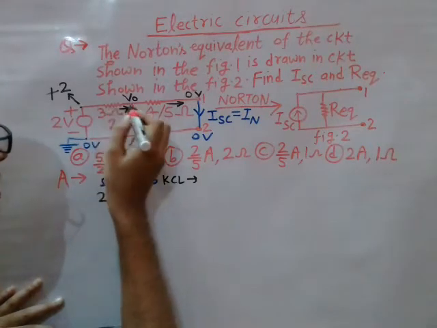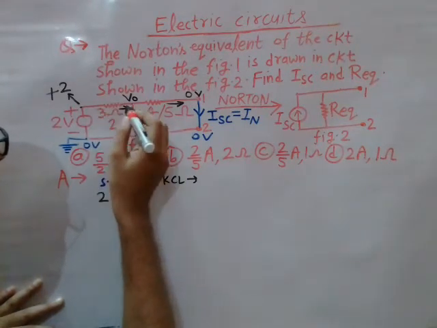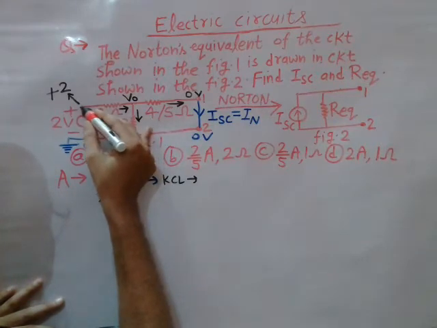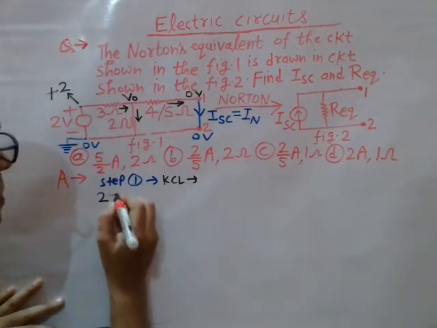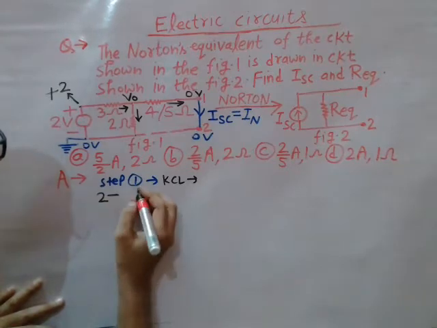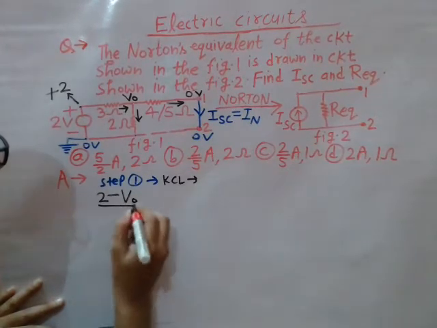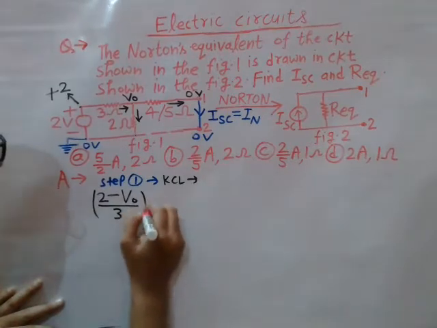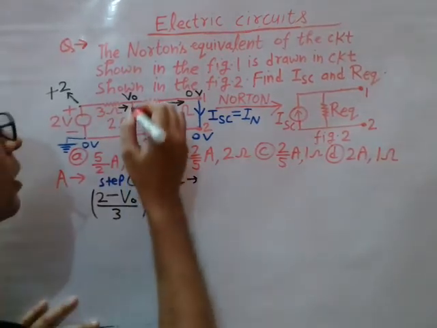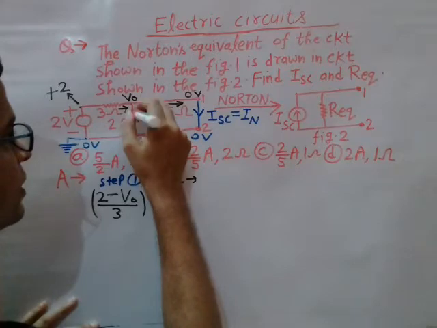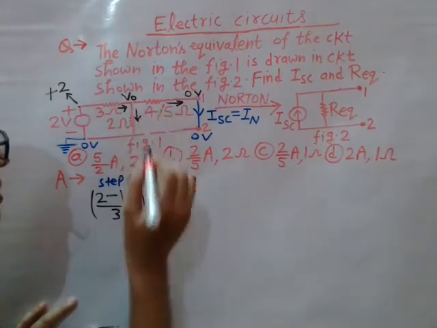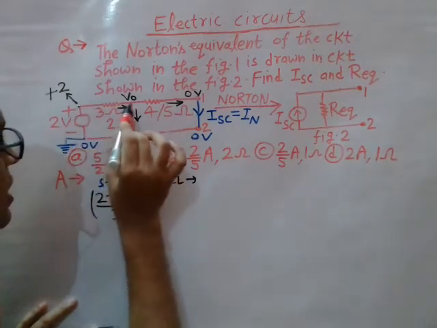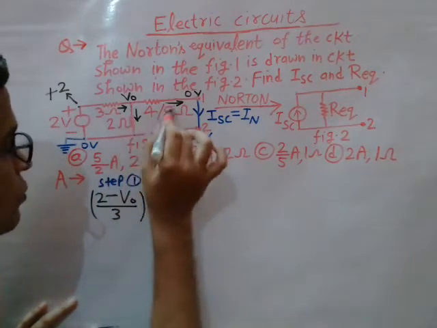So how to find out this current which is flowing like this, right? So 2 minus V naught, this is the voltage difference, divided by the resistance in between, which is 3 ohm. So you will write 2 minus V naught divided by 3, right? This is the current which is flowing in this branch. Now what is this current which is flowing in this branch? So what is Kirchhoff's current law? Sum of all the incoming current is equal to sum of all the outgoing current.